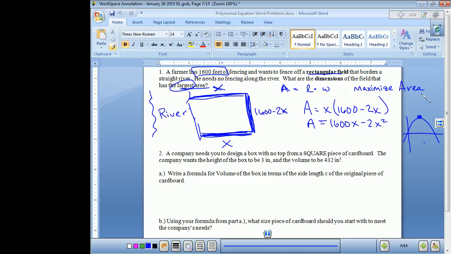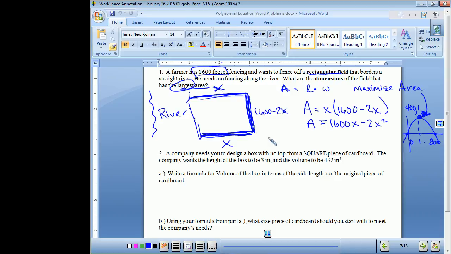Okay, so the maximum area is going to occur at the vertex, because the maximum of any quadratic occurs at the vertex. And because this one opens down, that gives us the max. Now, you said a minute ago this would give me the zeros, and it sure would. If you remember from graphing in intercept form, the vertex is always halfway between our two x-intercepts. So this would occur at 400, correct?